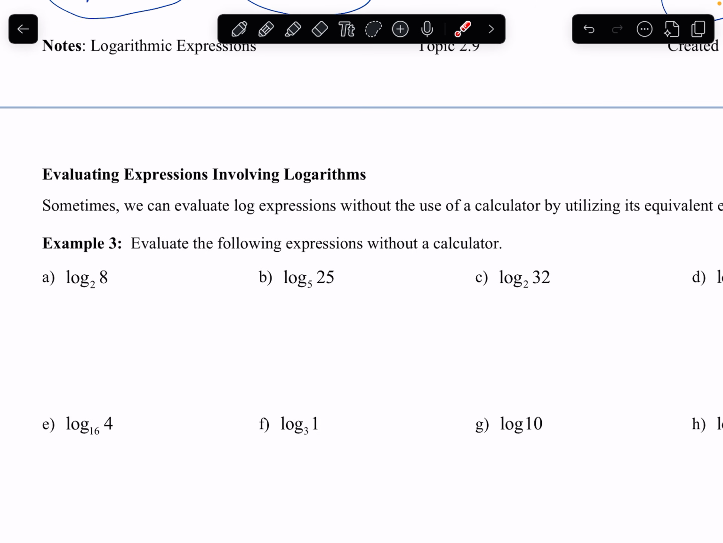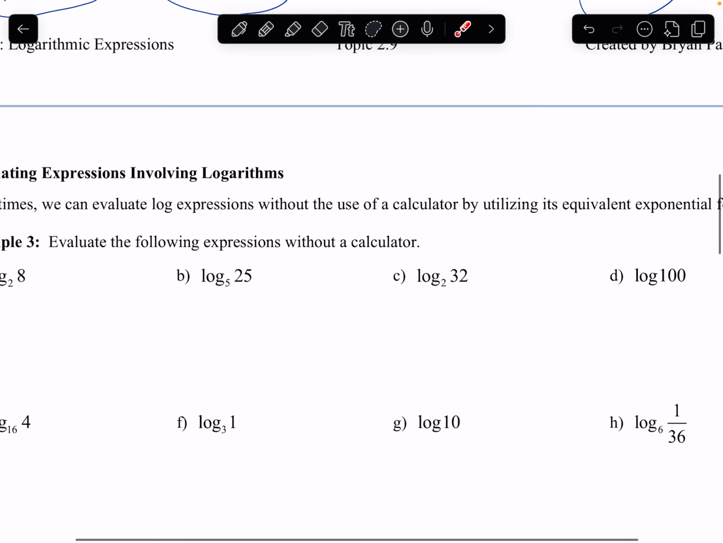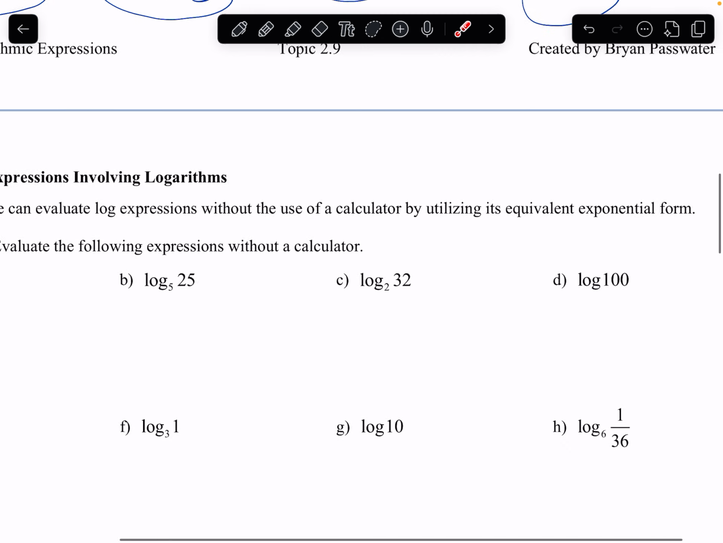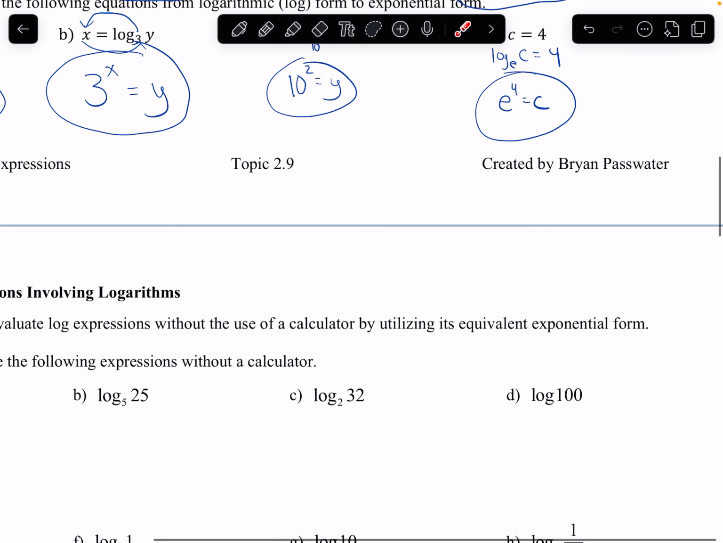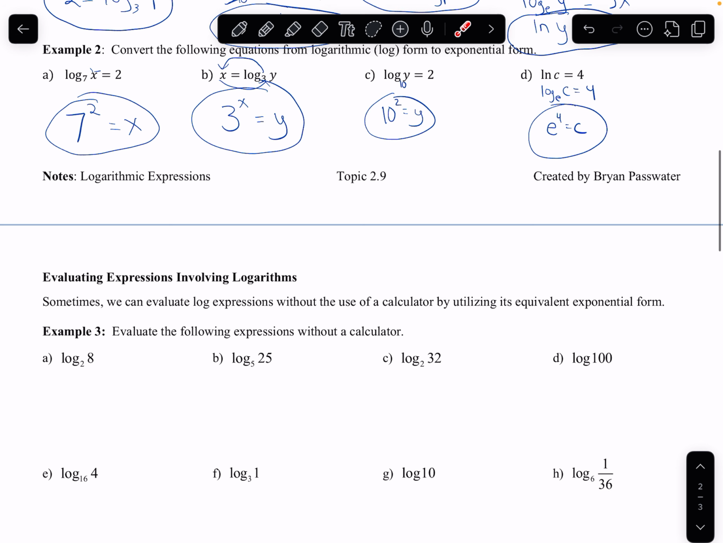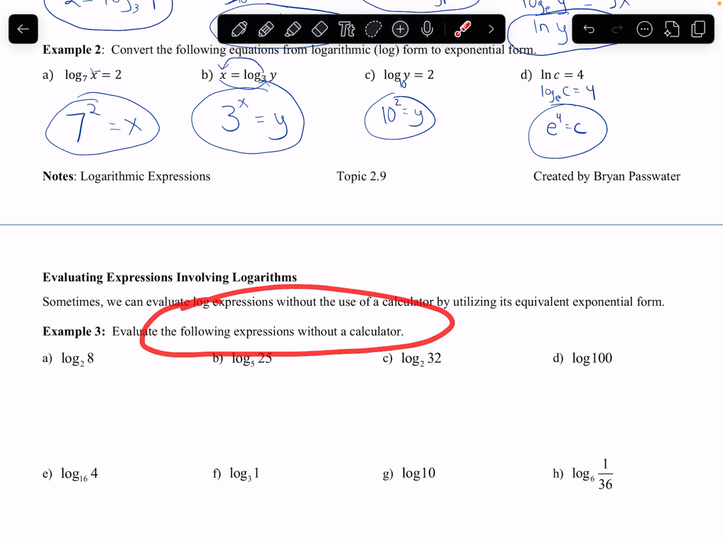Evaluating expressions involving logarithms. Sometimes we can evaluate logarithms without the use of a calculator by utilizing its equivalent exponential form, which is what we're doing up here. Logarithm turned into an exponent, or an exponential. Evaluate the following expressions without a calculator, because you could just type them in. You could go to Desmos and type that in.